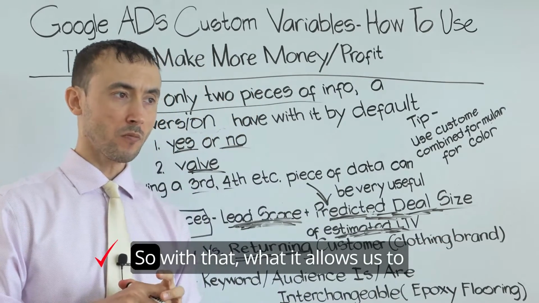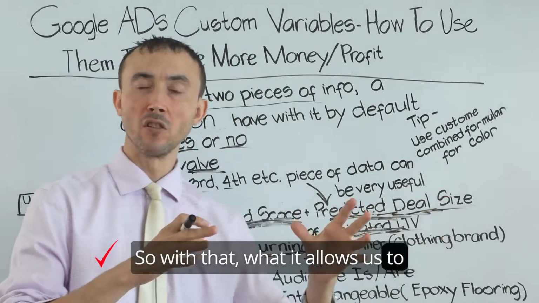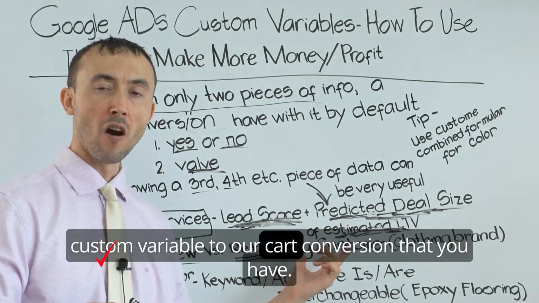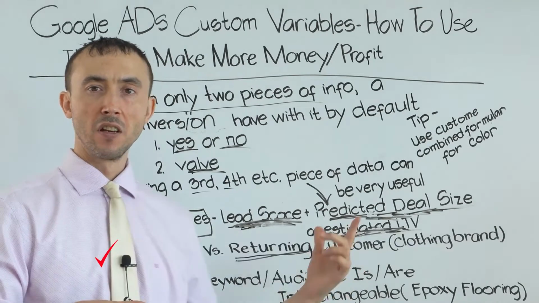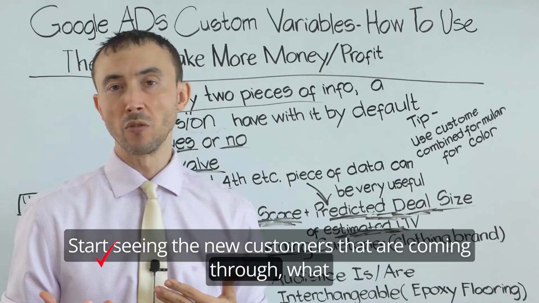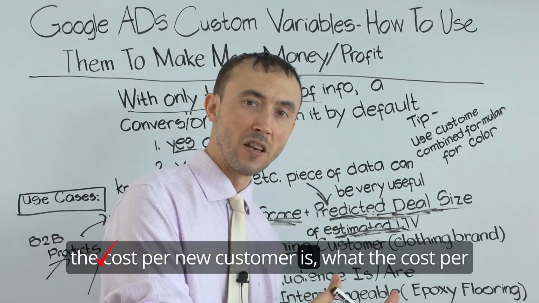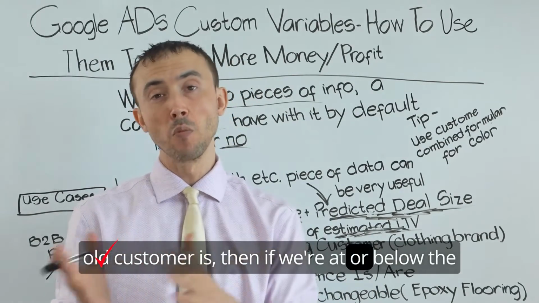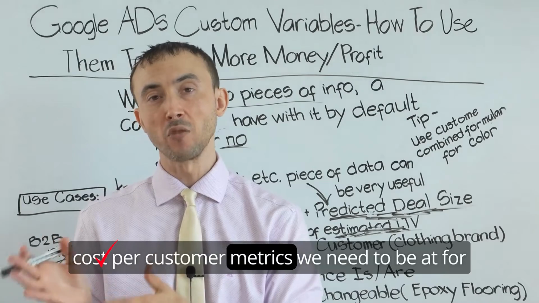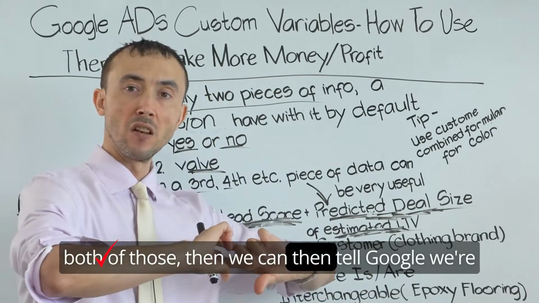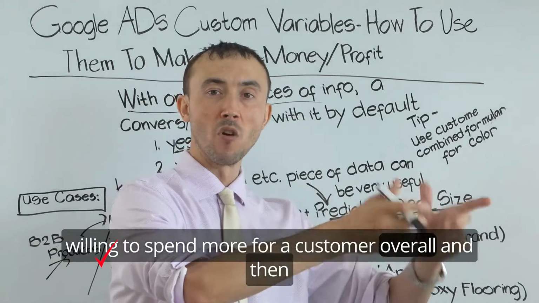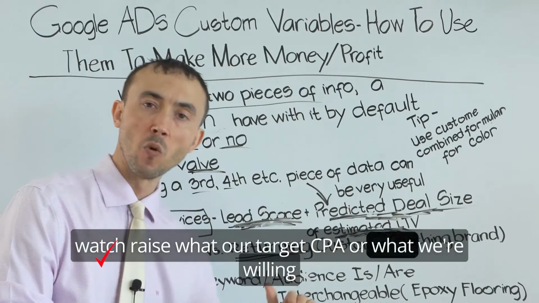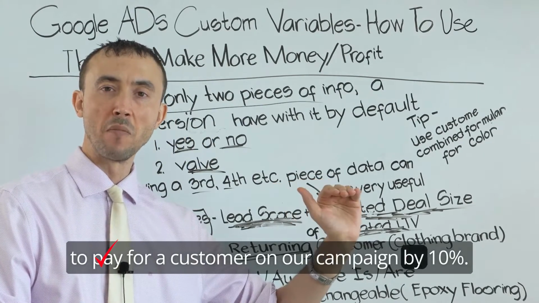So with that, what it allows us to do is not change anything about our ads. We're just going to go ahead and add this extra custom variable to our cart conversion that you have. Start seeing the new customers that are coming through, what the cost per new customer is, what the cost per old customer is. Then if we're at or below the cost per customer metrics we need to be at for both of those, then we can tell Google we're willing to spend more for a customer overall, and then raise our target CPA, or what we're willing to pay for a customer on our campaign, by 10%.